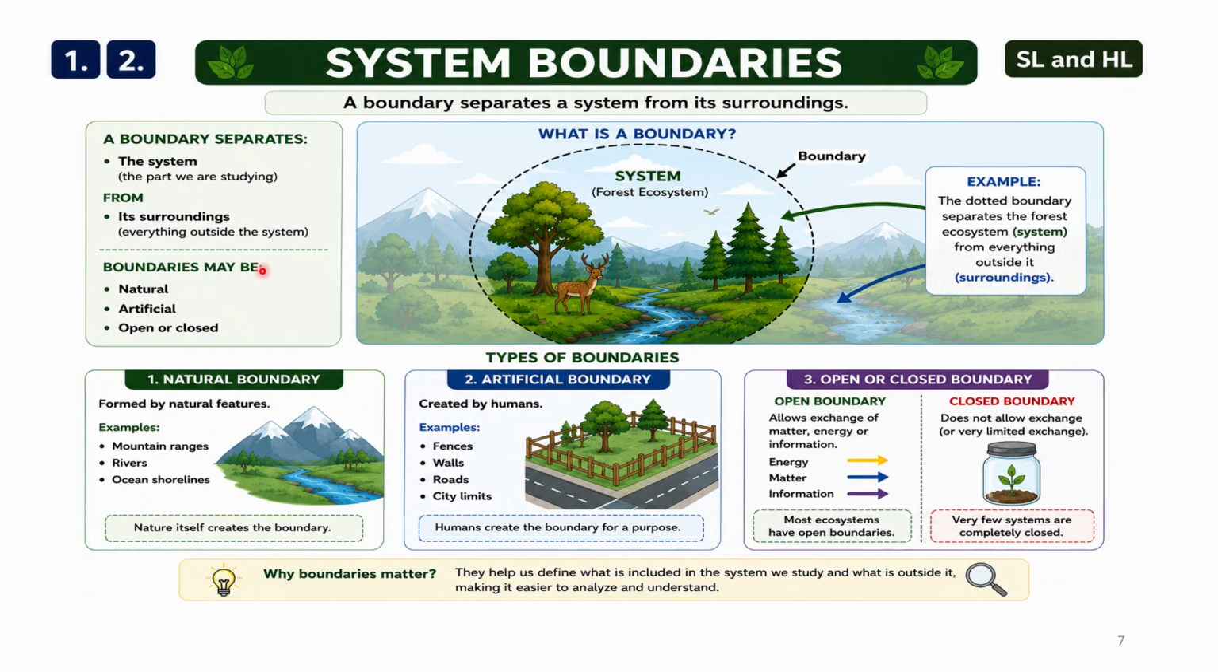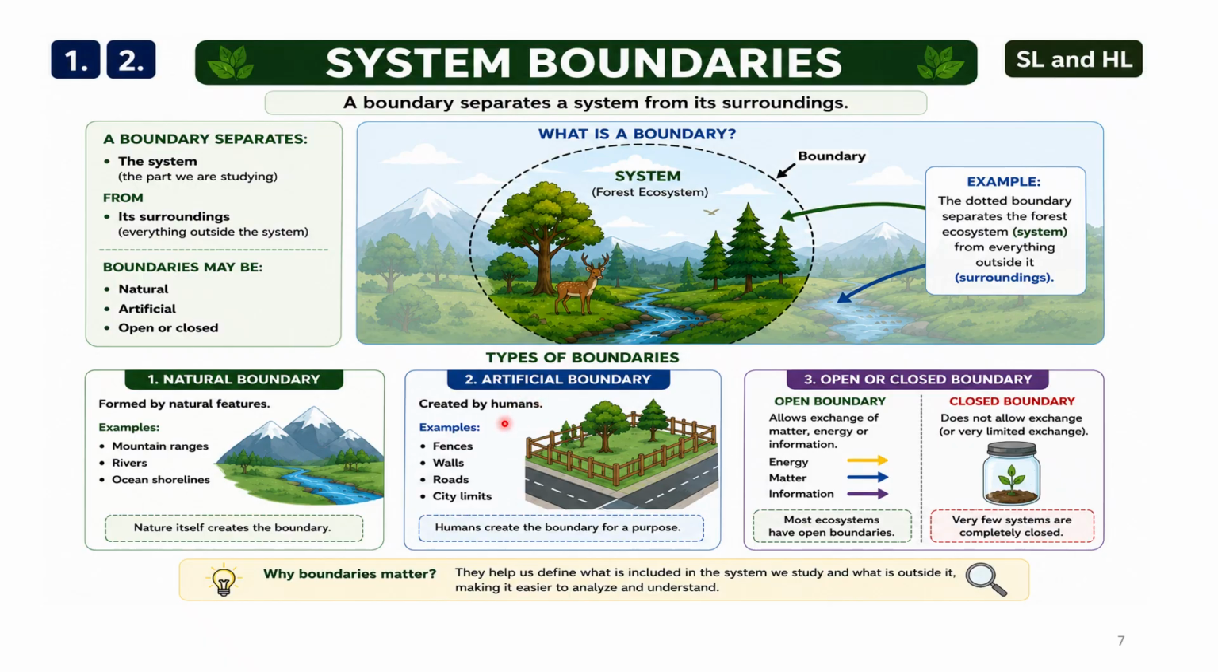For example, when studying a forest ecosystem, we may include trees, animals, soil, water, and microorganisms inside the boundary while excluding nearby urban areas. Boundaries can be classified into three main types. Natural boundaries are formed by nature, such as mountain ranges, rivers, watersheds, or coastlines. These features naturally separate one ecosystem from another.